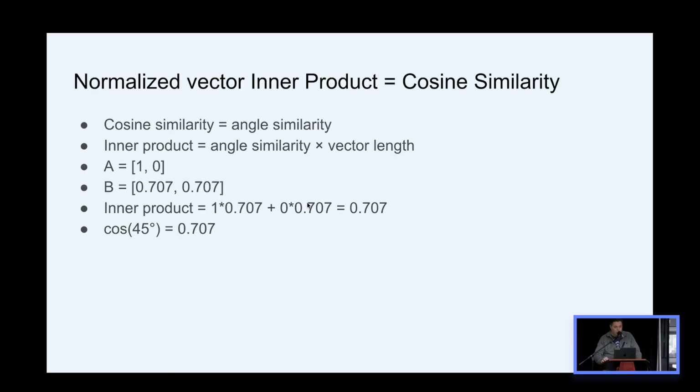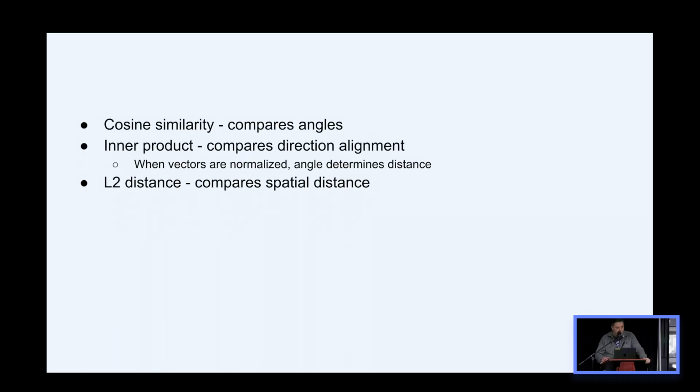That is useful for comparison because the inner product of normalized vectors is actually the same as the cosine similarity. You can double check the math, but it'll work. All right. So 3 approaches: cosine similarity, inner product, and L2 distance, comparing angles, directional alignment, and actual distance.